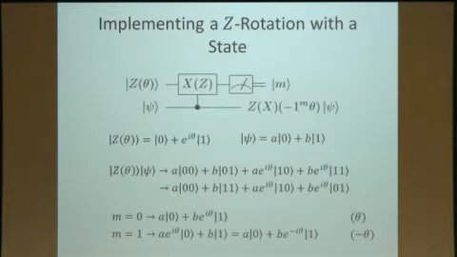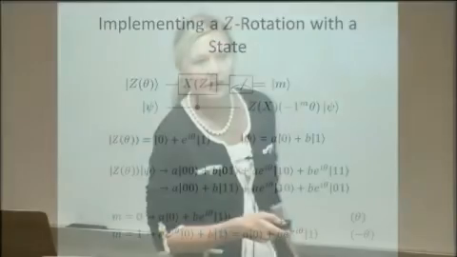So you see that we start in this state, then we apply this controlled NOT gate, which results in this state here, and then we measure. And when we measure, we either get out this state or this state, which is equivalent to applying theta or minus theta. So this is a probabilistic application of the rotation, but we always apply theta or minus theta.